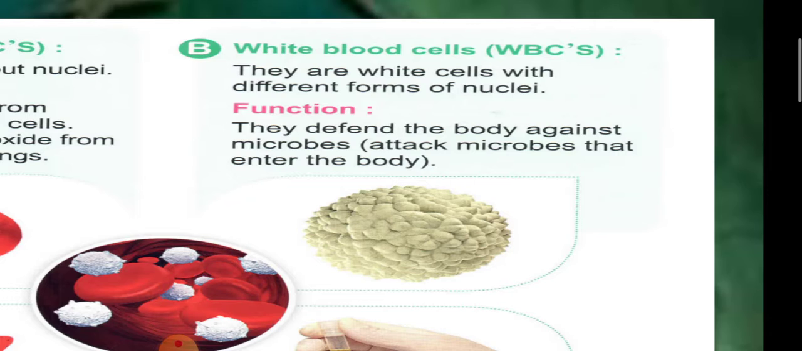They are, first, white cells with different types of nuclei, and they defend our body against microbes. If any microbe enters my body, the white cells will go toward it and defend our body against it.